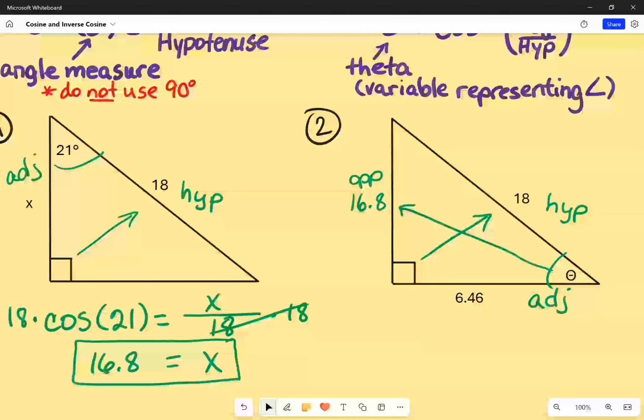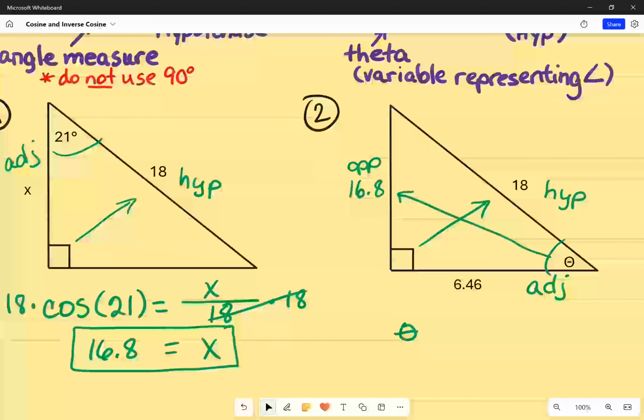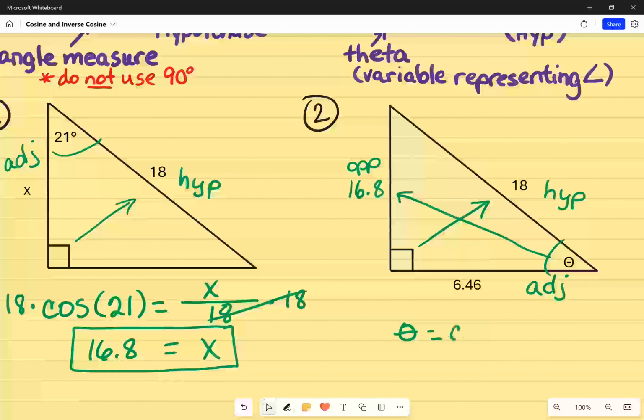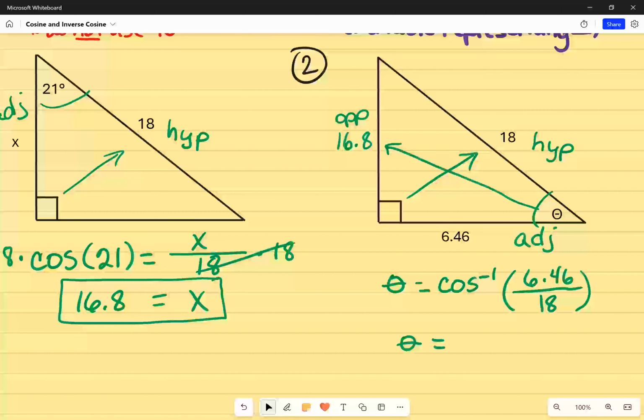I'm now looking for an angle. I want to use the formula that's shown above. I'm going to set theta equal to the inverse of cosine, and my formula tells me to put the adjacent on top. So the adjacent in this case is 6.46, and my hypotenuse on bottom, which is 18. Once I put this in the calculator, then my answer is going to round to 69 degrees.